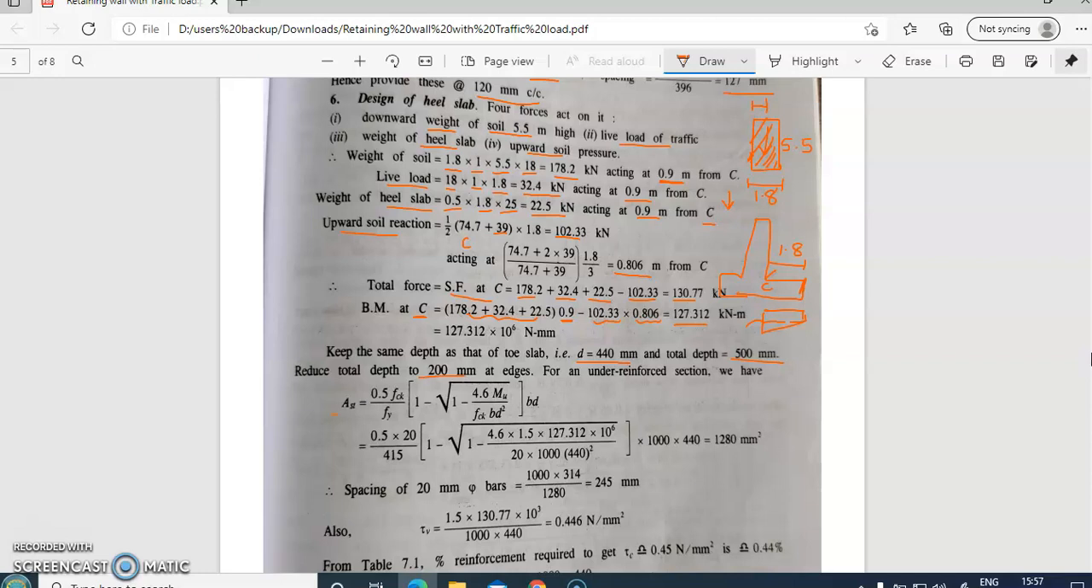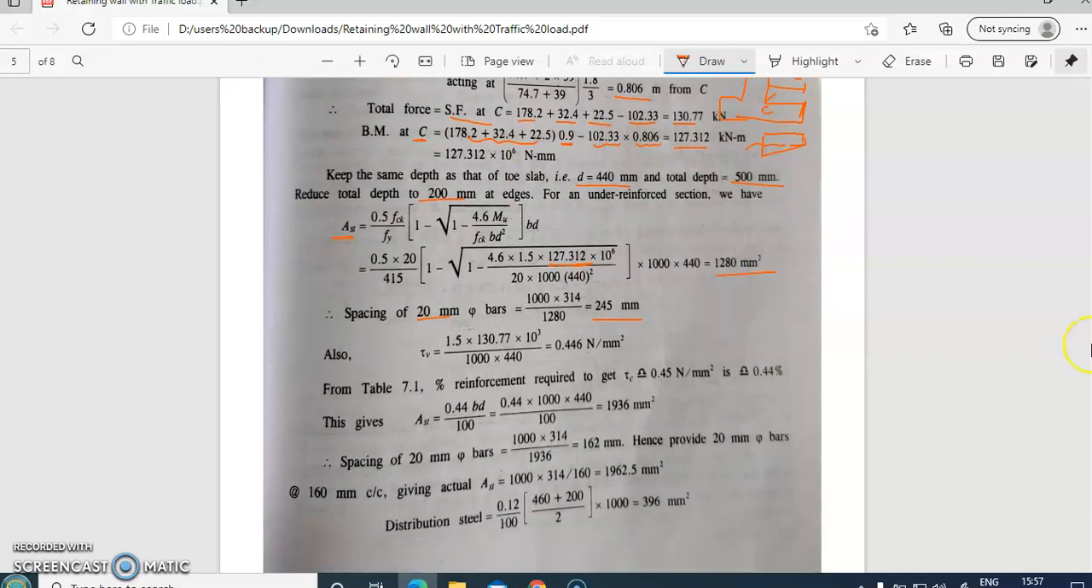So the area of steel formula, we will put the value of Mu here as 127.312, and we get the area of steel as 1280 mm square. Using 20 mm bars, we get the spacing of 245 mm center to center.